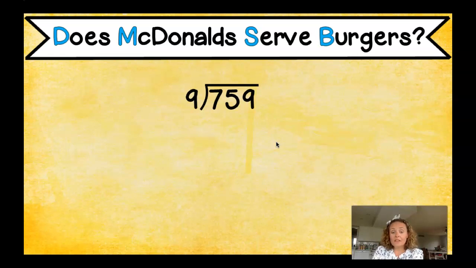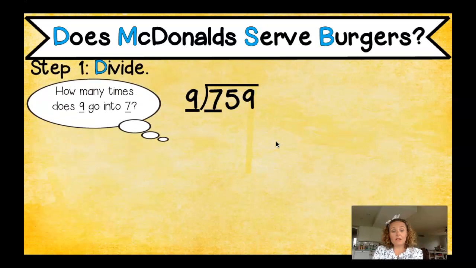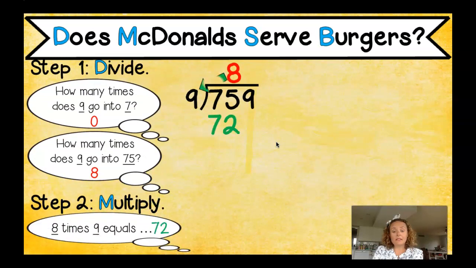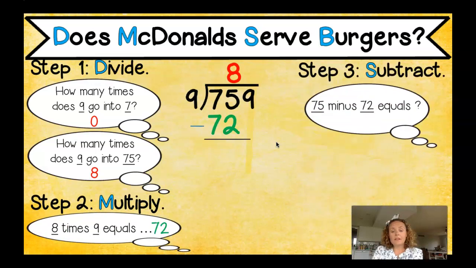How many 9s fit into 7? Well, 0 9s fit into 7. Let's save ourselves some time and say how many 9s fit into 75. Well, 10 9s is 90. 9 9s is 81. 8 9s is 72. Hey, that works. Okay, so 9 times 8 is 72. 75 minus 72 is 3.